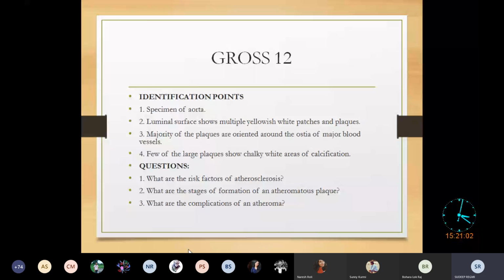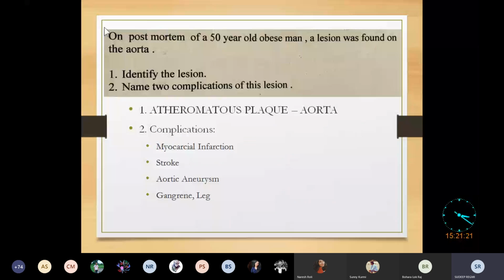So in questions, what are the risk factors for atherosclerosis, what are the stages of formation of an atheromatous plaque, and what are the complications of an atheroma? These are the questions. With these identification points, you can write. For example, a question might come: on postmortem of a 50-year-old obese man, a lesion was found on the aorta. Identify the lesion and name two complications of the lesion. Identify the lesion: atheromatous plaque of the aorta, and complications can be myocardial infarction, stroke, aortic aneurysm, or gangrene of the leg. Why does gangrene of the leg occur in atheromatous plaque of the aorta?